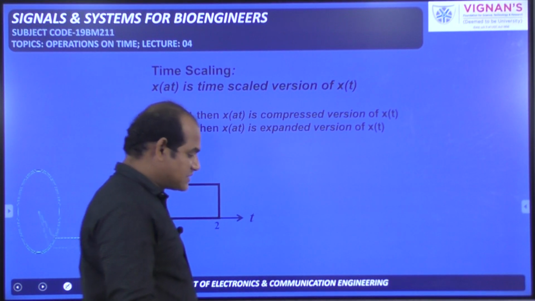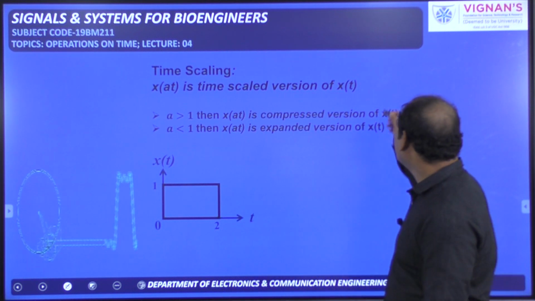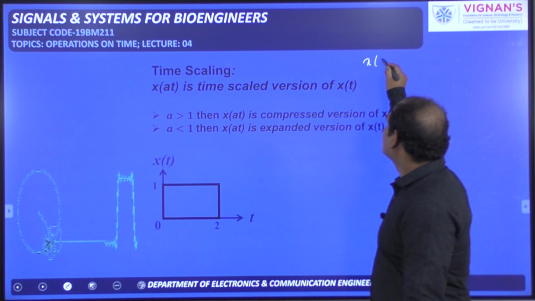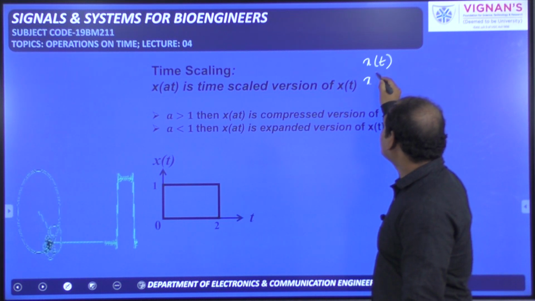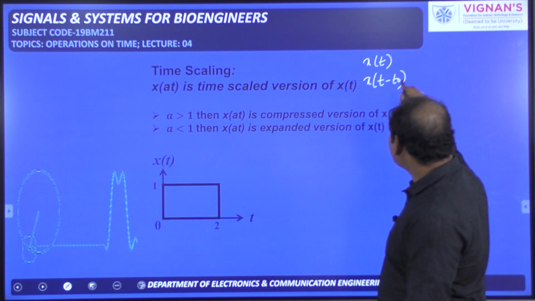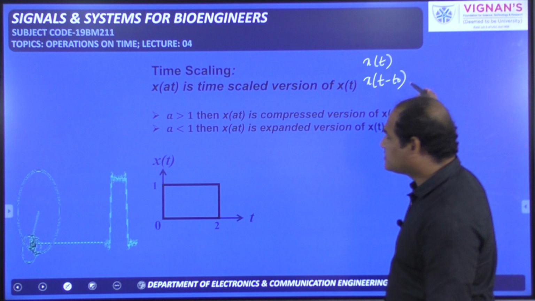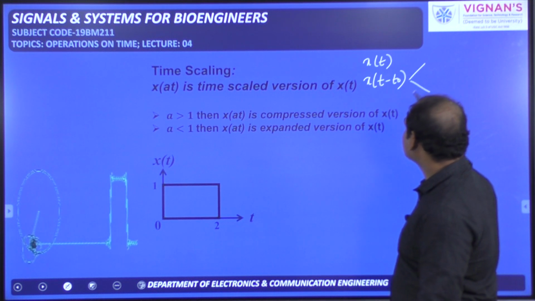Next we will see time scaling. Just now we have completed time shifting. X of t is the original signal. X of t minus t naught represents the time shifted version. If t naught is positive, that is a delayed version, and if t naught is negative, an advanced version. So in this we got two cases.